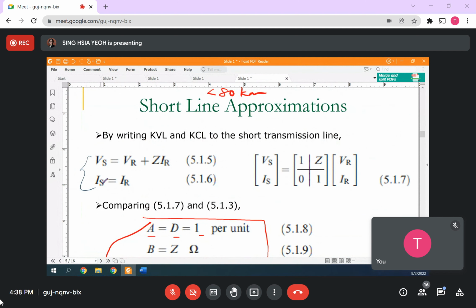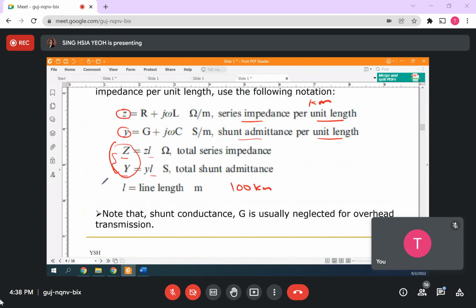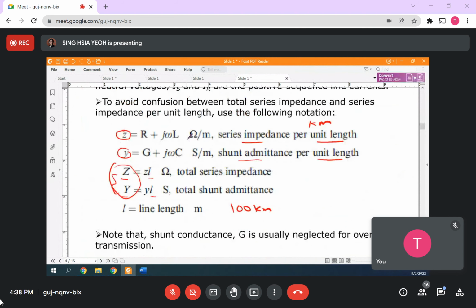Okay, you get it? But one small thing: normally they will give you impedance per unit length. So if they give you, for example, a line length of 100 km, your total impedance will need to be multiplied by the length. Use this impedance times the length, for example 100 km, then you get the total series impedance. Some students forgot to multiply by 100, then you have more problems.